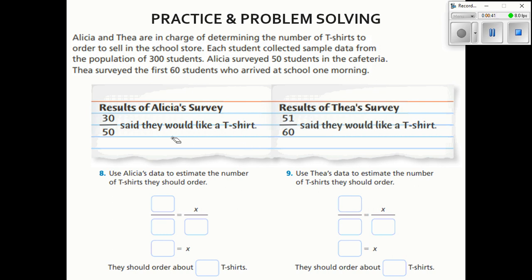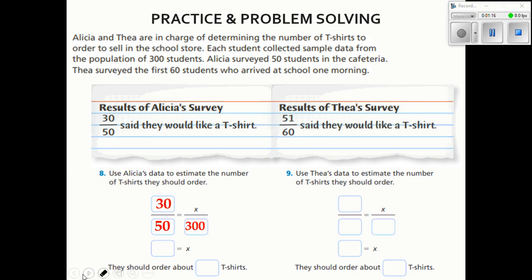It says here, the results of Alicia's survey. So 30 kids out of 50 said that they would like shirts. So that tells me, use Alicia's data to estimate the number of t-shirts to order. That should be 30 out of 50, and that's going to be equal to, well, the bottom part is going to be 300. Why? Because there are 300 students at the school. This is our sample, and this is what we want to know.